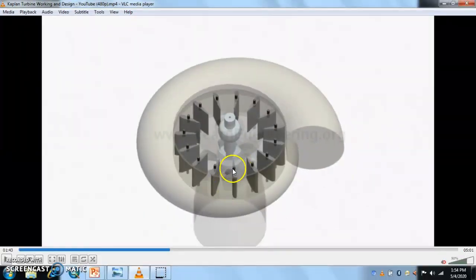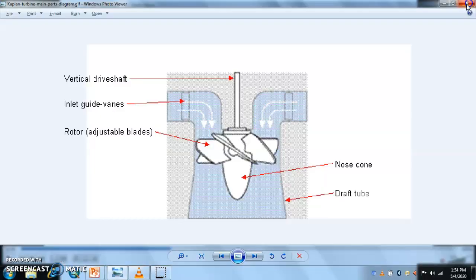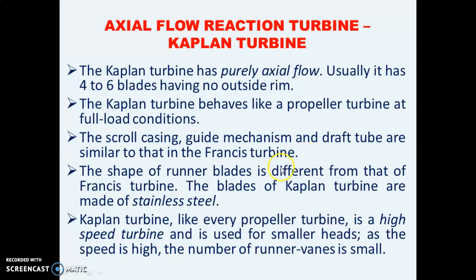So this was about the Kaplan turbine. We have seen up till now the impulse turbine, in which we have seen the Pelton wheel turbine. Then next we have seen the reaction turbine. In the reaction turbine we have seen two types. One is the mixed flow turbine, that is the Francis turbine, and the second is the axial flow reaction turbine, which is the Kaplan turbine. In the next lecture we will see the differences between all the three types of turbines. Thank you.